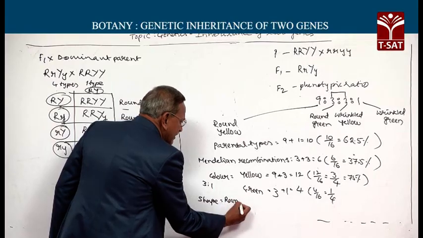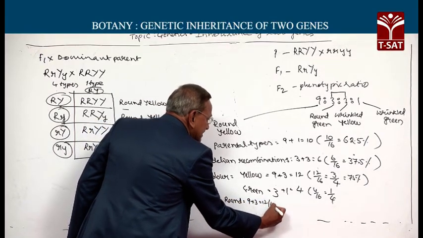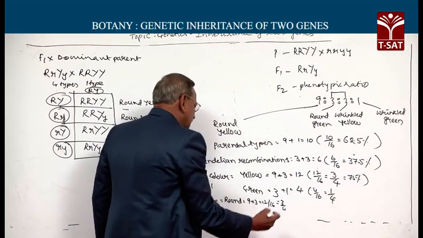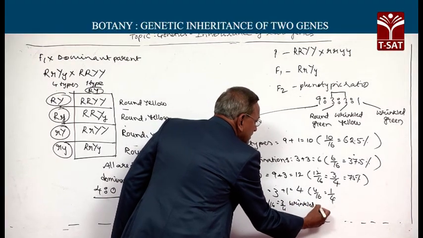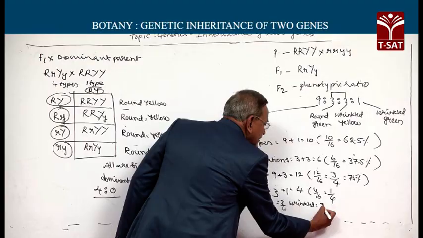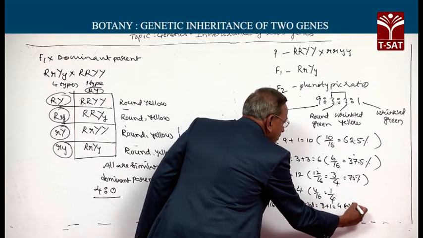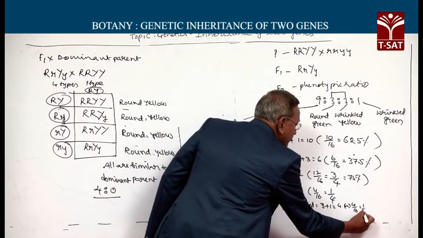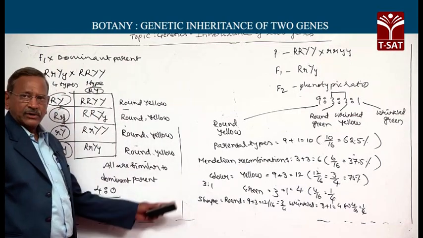With regard to the other trait, shape of the seed, what is the situation? Round, how many? Again you have 9 plus 3, 12 out of 16, this is 3 by 4. And how many wrinkled? This is again 3 plus 1, 4, or 4 by 16, 1 by 4.